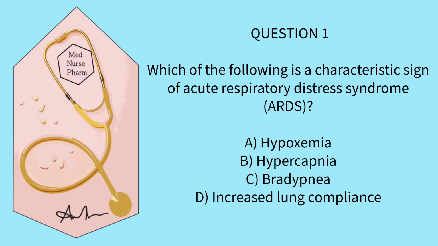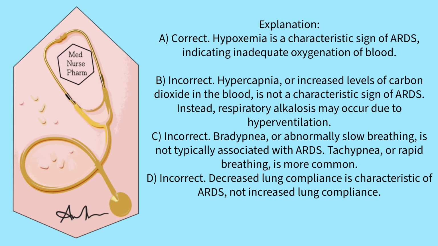Question 1. Which of the following is a characteristic sign of ARDS? Hypoxemia, hypercapnia, bradypnea, increased lung compliance. Pause the video and select your answer. If you chose option A, you are correct. Hypoxemia. Hypoxemia is a characteristic sign of ARDS, indicating inadequate oxygenation of blood.